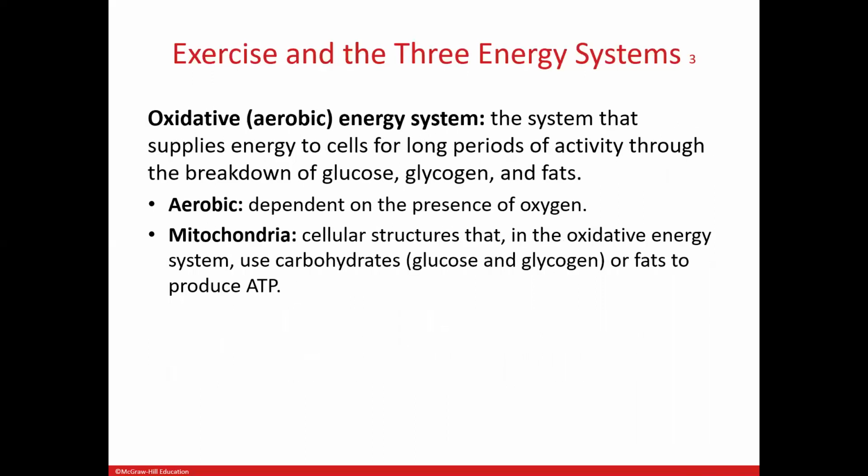The third one is aerobic. So this is where your system can last for long periods of time. Aerobic just depends on oxygen. I'm sure from your high school biology, you remember mitochondria, the powerhouse, and this is where ATP is produced. So they are using the carbohydrates, glucose, and glycogen, or the fats.